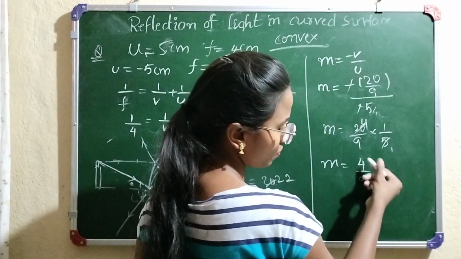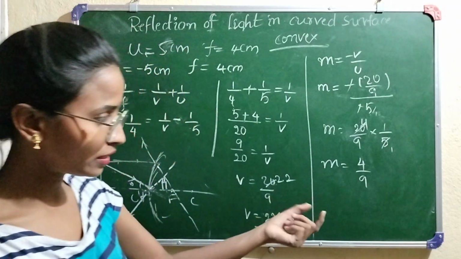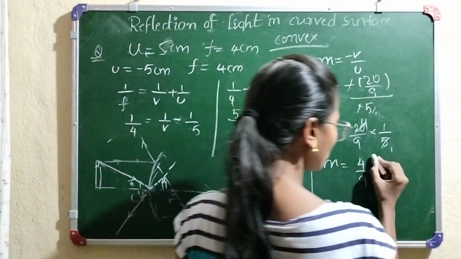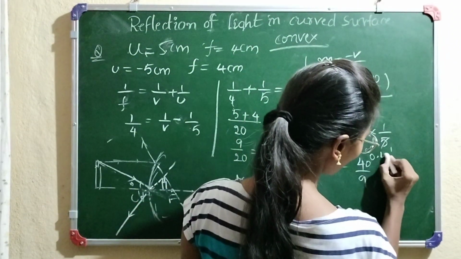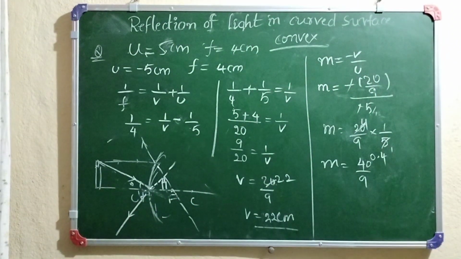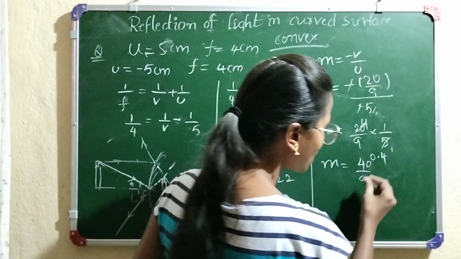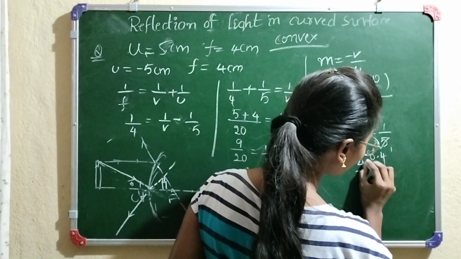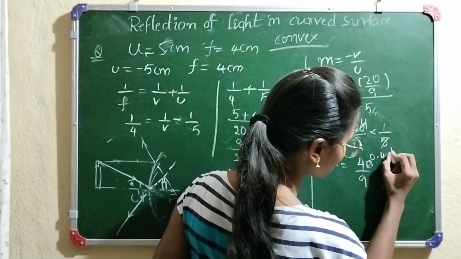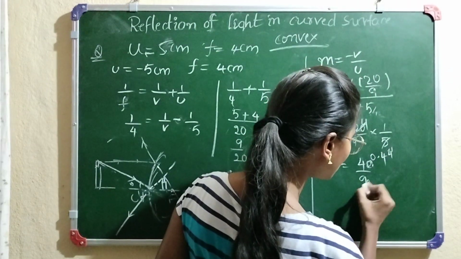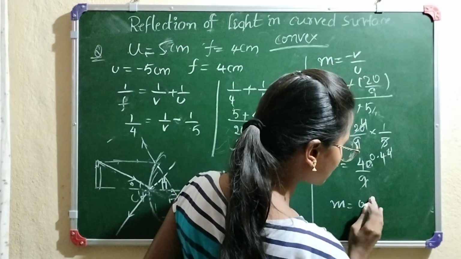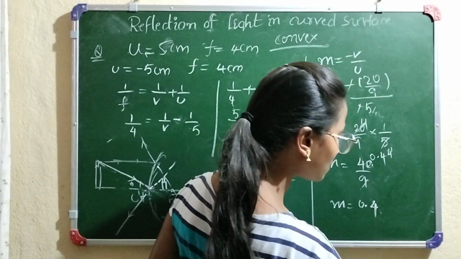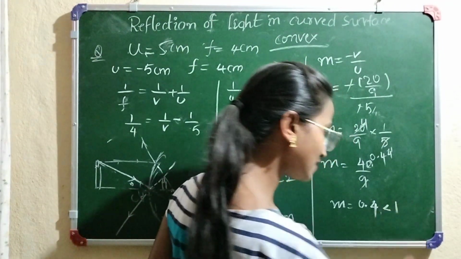Now, 4 by 9: in the 9 table, 4 will not come. 9 fours are 36. Again in 4s, which means M is equal to 0.4. Is 0.4 less than 1 or greater than 1? Of course it is less than 1.